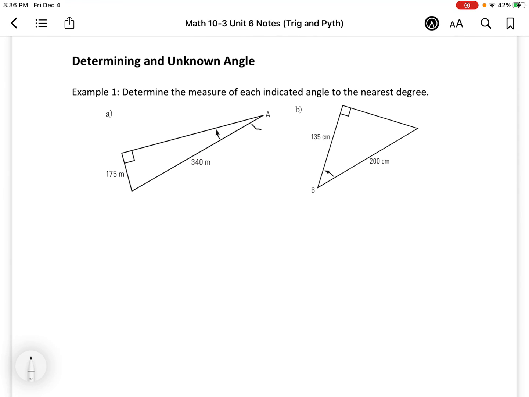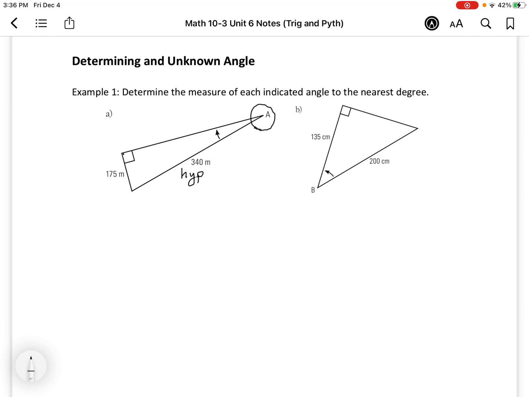We're using angle A. So I'm going to label my sides relative to angle A. The first thing I'm going to do is find the right angle, and there it is, and I'm going to go across from it. That's my hypotenuse. The opposite side is the one that's across from angle A. So that one is right here.